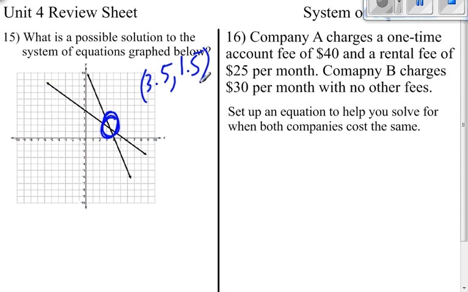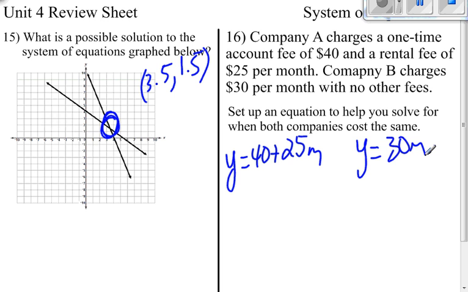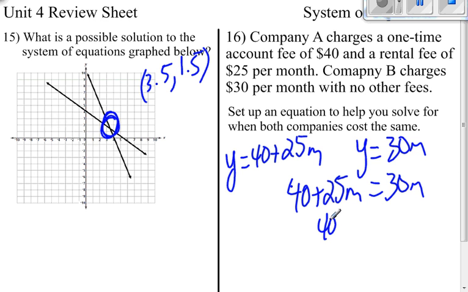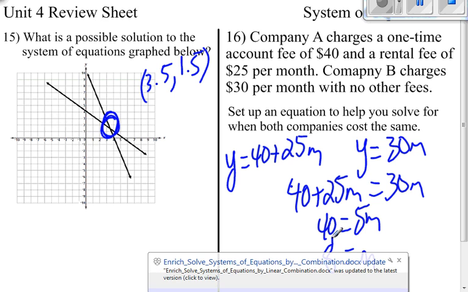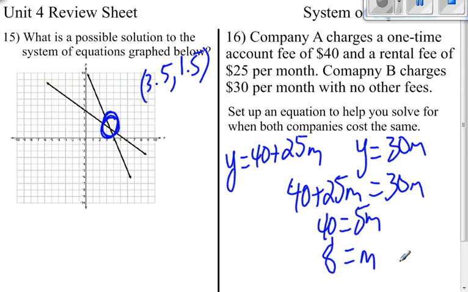Company A charges a one-time account fee of 40 and a rental fee of 25 per month. So y equals 40 plus 25m. Let's go with m this time instead of x. Company B charges $30 per month. So y equals 30m. Set up an equation to help you solve for when they're the same. So 40 plus 25m equals 30m. It doesn't say to solve it, it just says to set it up, but let's solve it. Minus 25m from both sides. 40 equals 5m. Divide. M equals 8. 8 months.